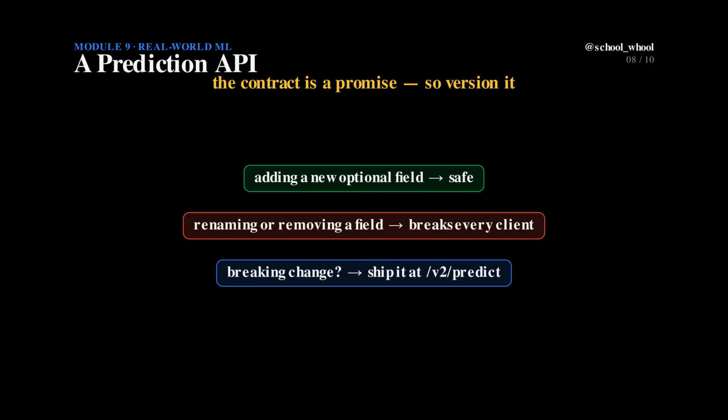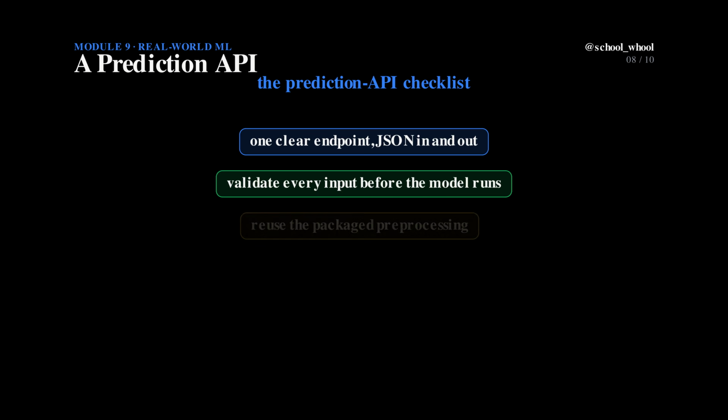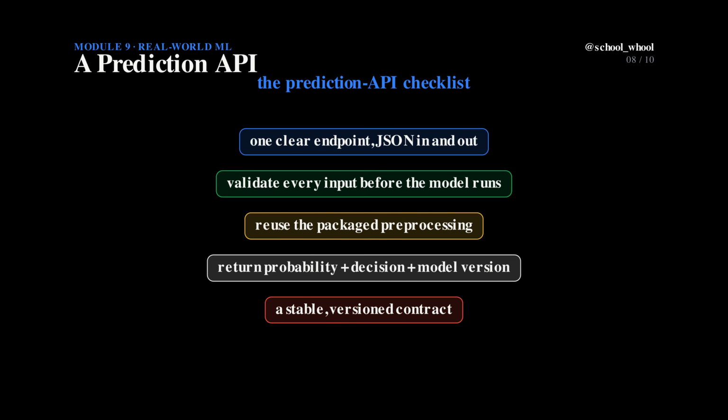/v2/predict. So here's the checklist for a solid prediction API. 1. Clear endpoint, JSON in and out. 2. Validate every input before the model runs. 3. Reuse the packaged pre-processing. 4. Return the probability, the decision, and the model version. 5. And keep the contract stable and versioned.